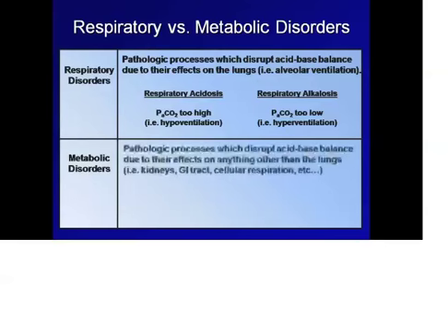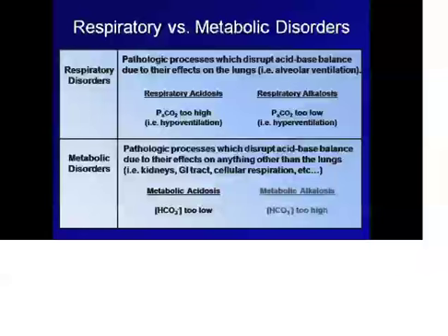Metabolic disorders are those pathologic processes which disrupt acid-base balance due to their effects on anything other than the lungs. This almost always refers to the kidneys, GI tract, or cellular respiration in general. A metabolic acidosis is present when the serum bicarbonate concentration is too low. A metabolic alkalosis is present when the bicarb is too high. This chart will need to become second nature to you before you are able to master ABGs.